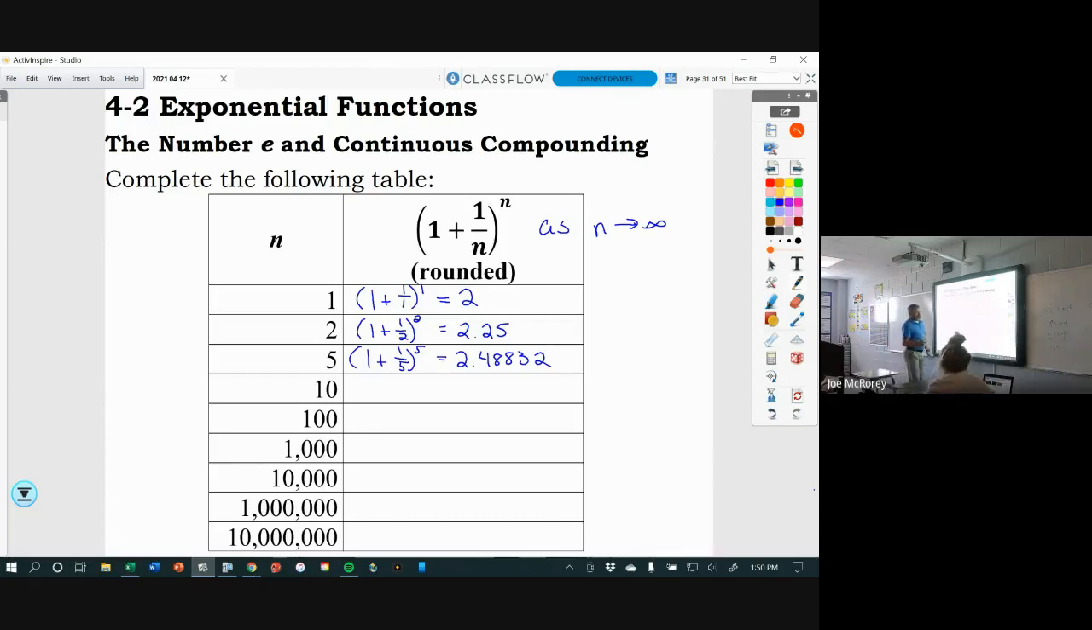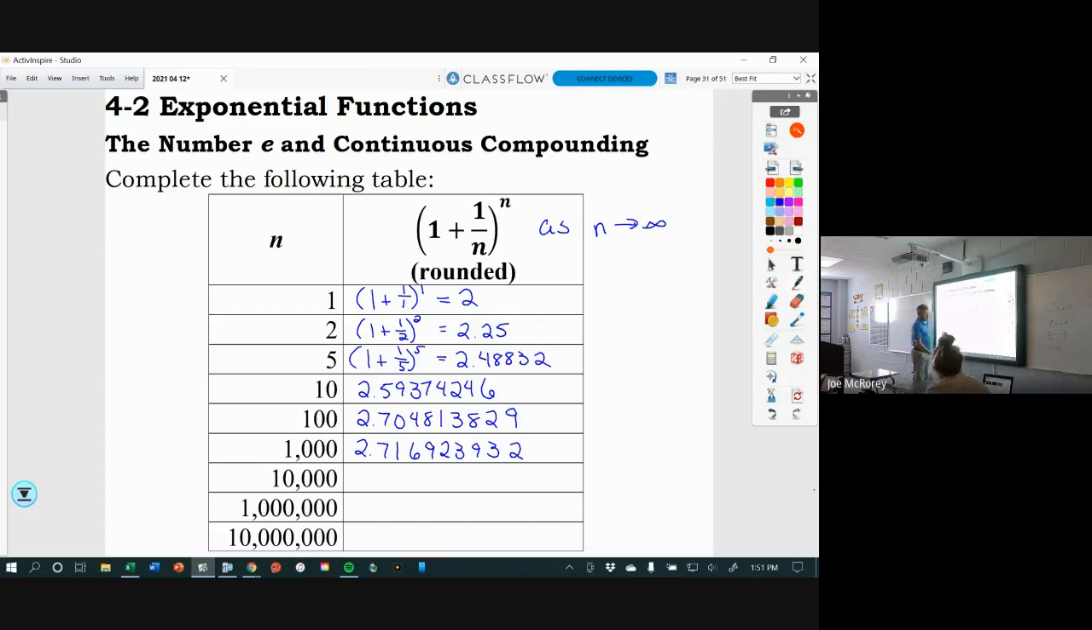What do you get for 10? 2.59374246. It's getting bigger. And what do you get for 100? 2.7048138829. For 1,000, 2.716923932. Notice it's getting bigger every time, isn't it?